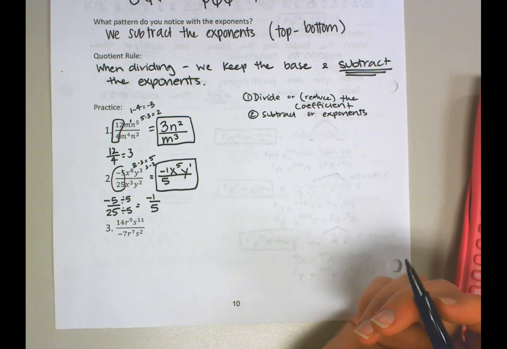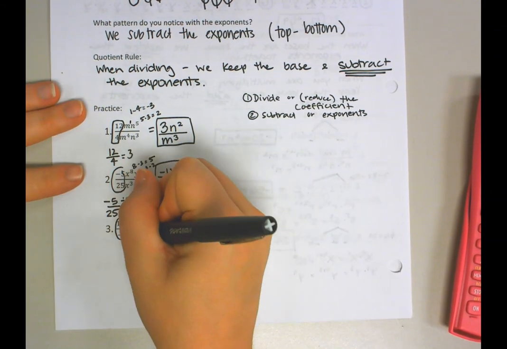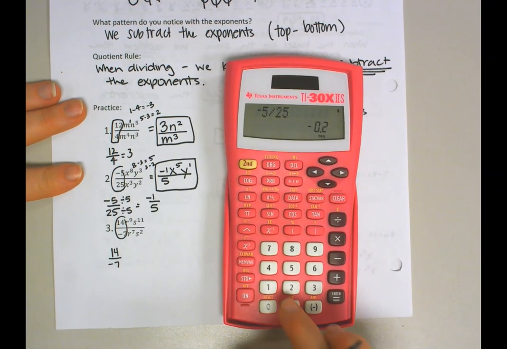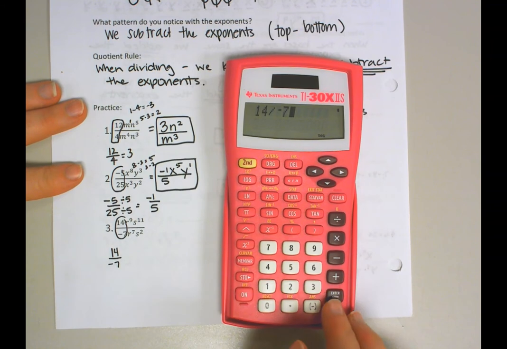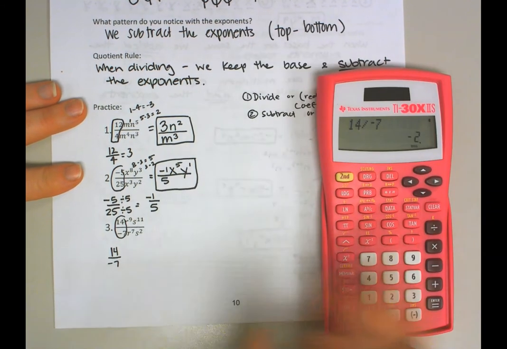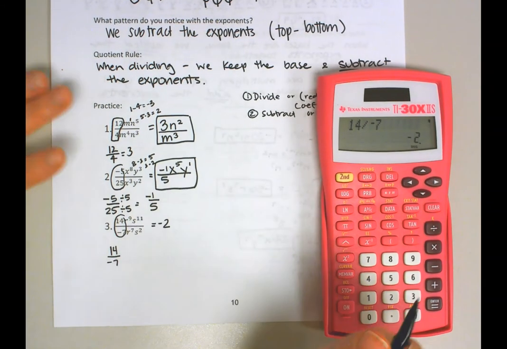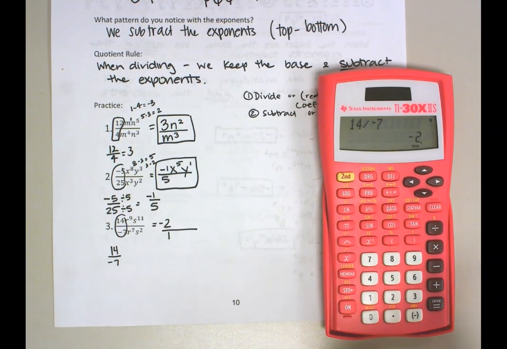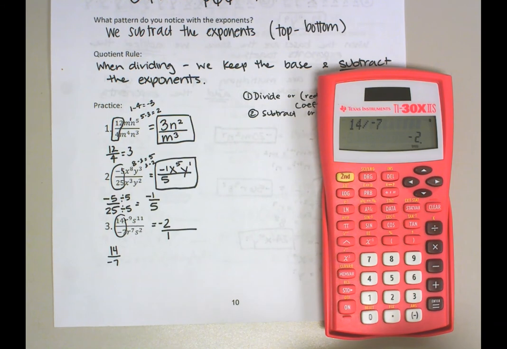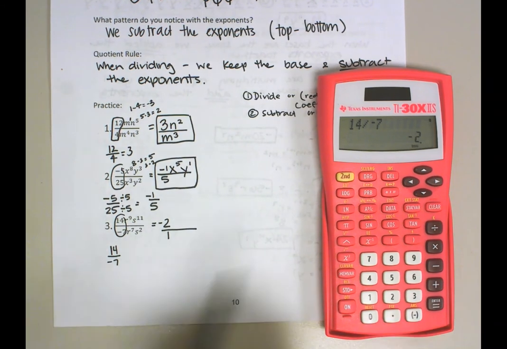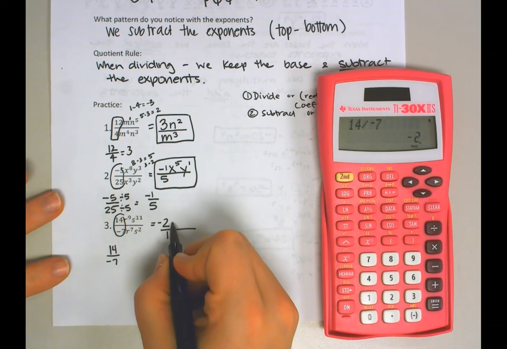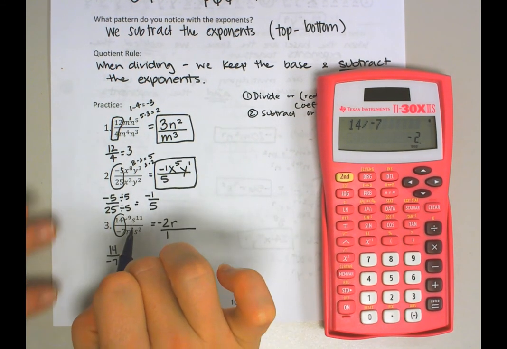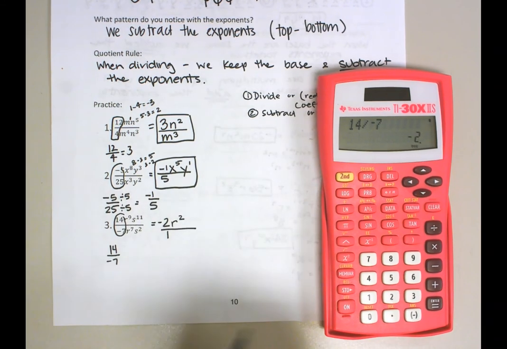All right, so looking at our next one, we divide our coefficients first. So 14 divided by negative 7. If I do 14 divided by negative 7, I get negative 2. That's a nice whole number. If I wanted to write this as negative 2 over 1, I could. Don't have to, but if that feels more comfortable to you, that's fine. So then I have more r's at the top than the bottom. So my answer for r is going to be at the top. And then if I subtract 9 minus 7, I get 2.